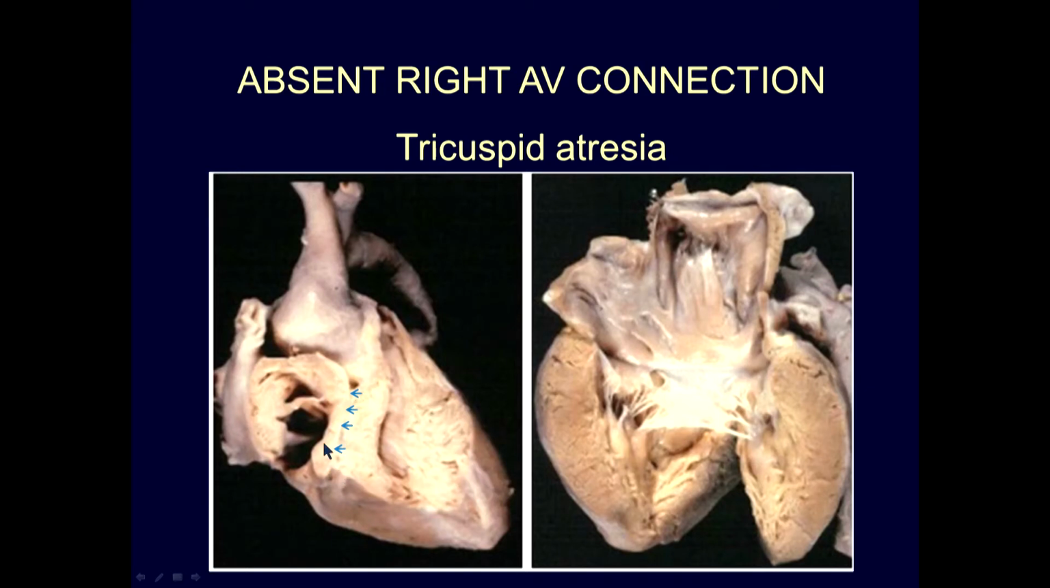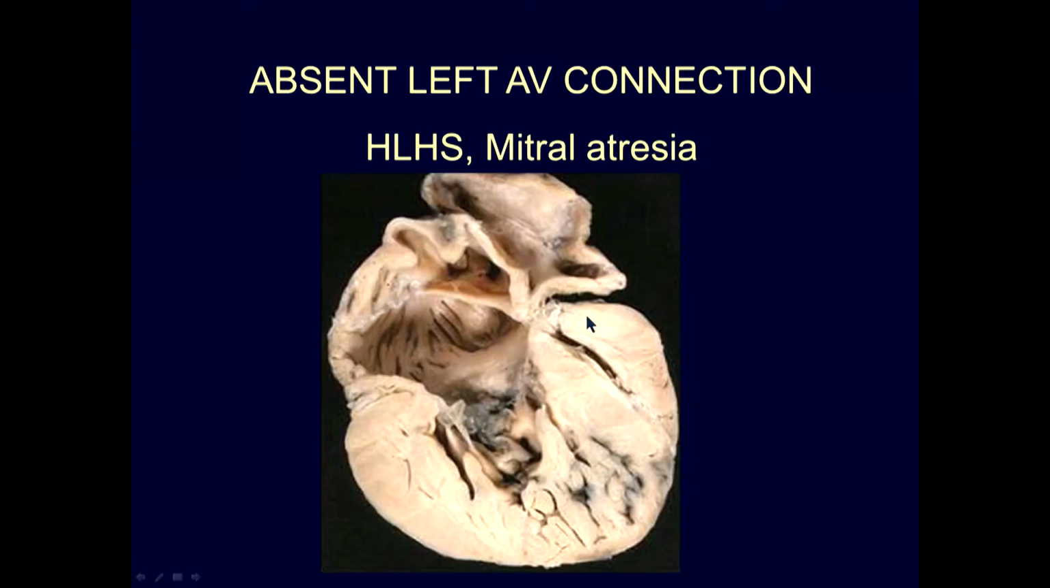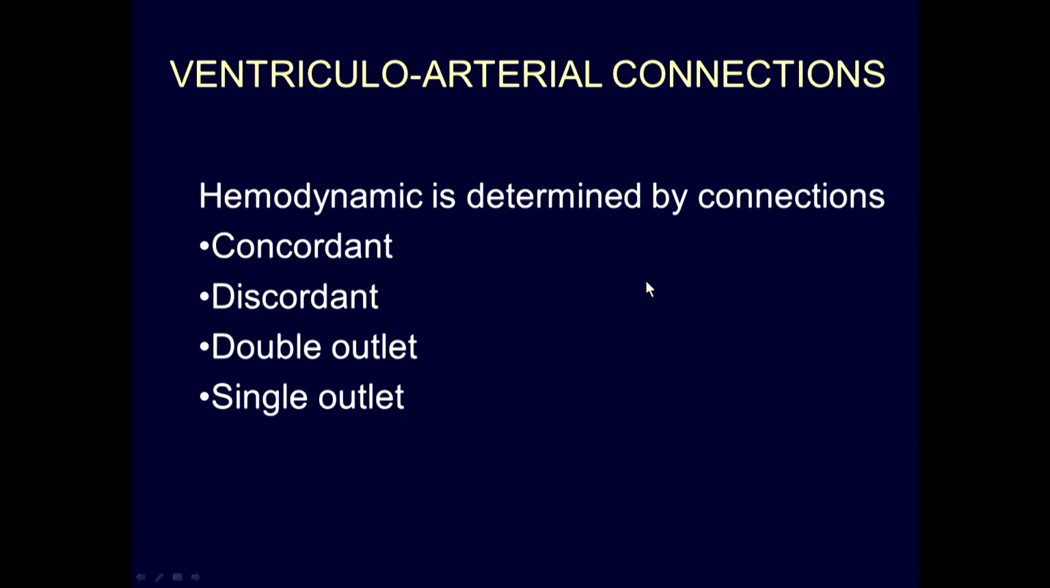There is no connection between RA and RV. Left-sided absent AV valve is also the same case. There is no communication between LA and LV, and this is an imperforate mitral valve case. Also, both atria join the morphological right ventricle. This is the case of the specimen.